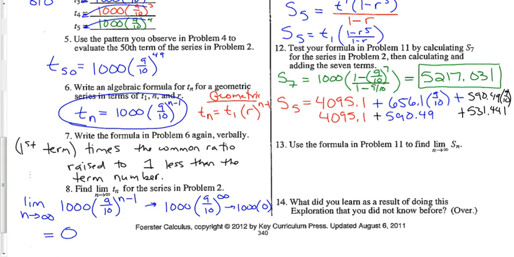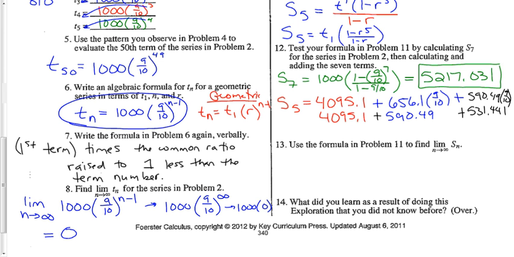So number 13, use the formula in problem 11 to find the partial sum as n approaches infinity. Okay, now this partial sum is not the same as number 8, which was the single term. Now in number 8, we know that each term is getting smaller and smaller, and eventually the terms are trying to become 0. Number 13, it wants to know, well, what's the actual sum trying to go towards? Because that's not going to be going towards 0.